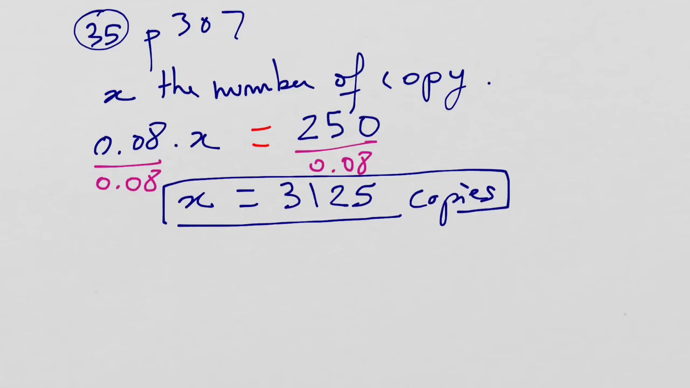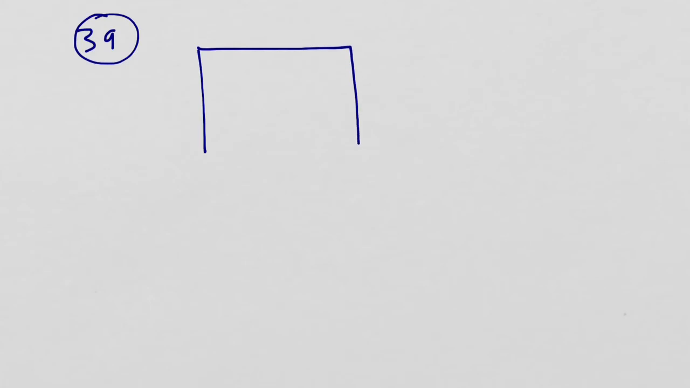Let's try to do one more problem. Let's do problem number 39. Problem number 39 is about modeling the dimensions of a deck. Jim is building a rectangular deck. So first and foremost, let me write problem number 39, and I need to represent my deck, and they are telling me it's a rectangular deck.